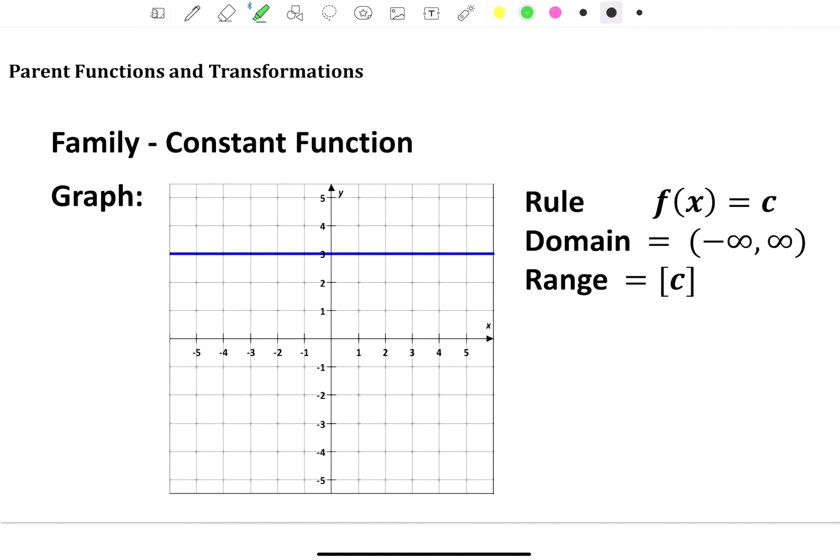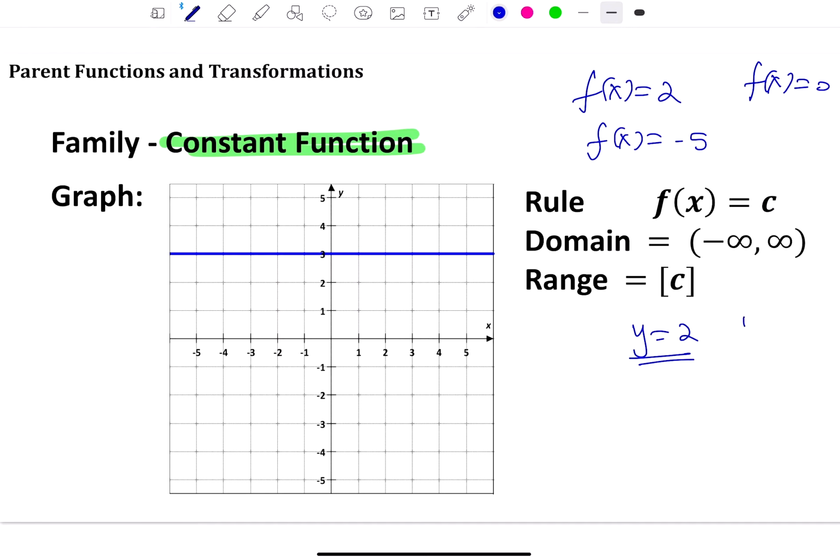So the first parent function we are going to look at is f of x equals c, which is a constant function, where it can be f of x equals 2, f of x equals -5, or f of x equals 0. f of x is the same thing as y, so it's like y equal to 2, or y equal to -5, or y equal to 0. It is going to be a constant function, a horizontal line. The domain is all real numbers, and the range is just the number c, the y value. It's only that number c, whatever constant is on the right hand side.